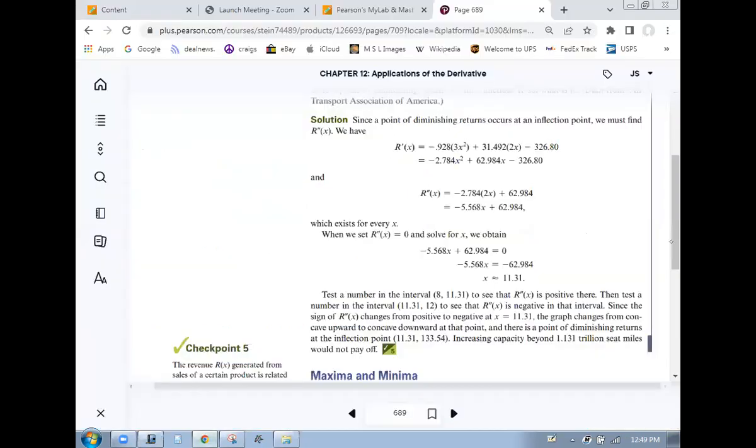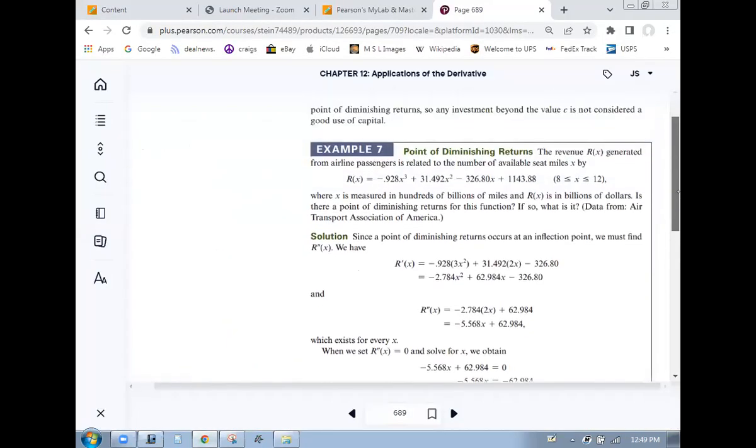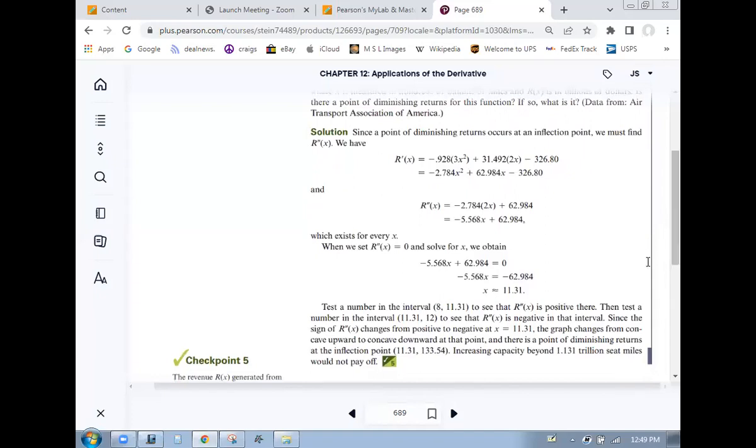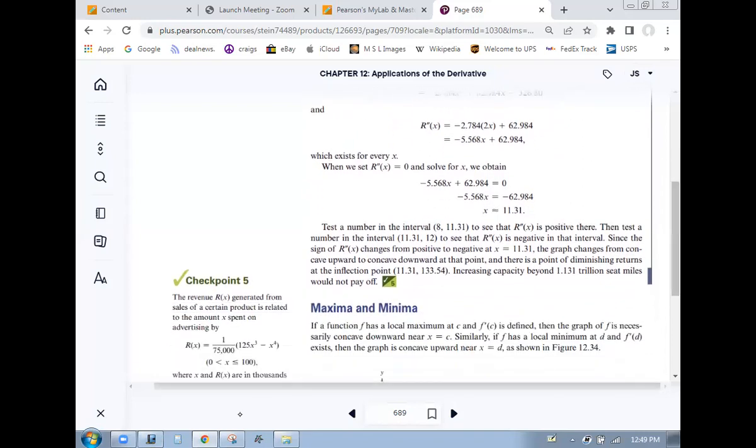Let's look at our graph. They don't give us a graph, that sucks. Let's see the graph. Okay, so now we have the point at 11.31. To figure out what our revenue is, we plug in 11.31 and find out what our revenue is. Increasing capacity beyond 1.131 trillion seat miles would not pay off.